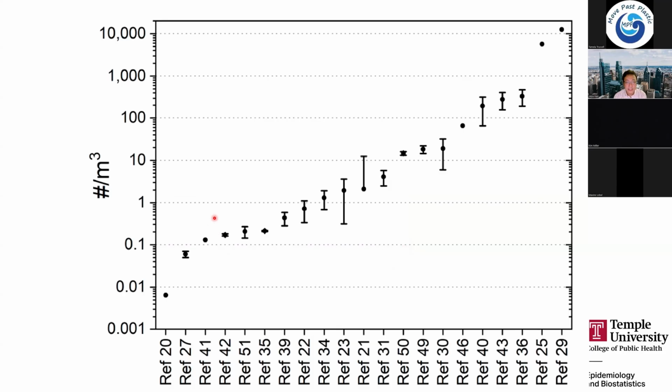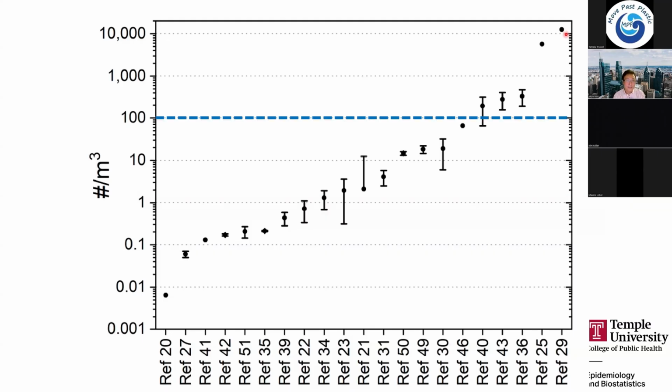As you see in this graph, please note that the y-axis is a log scale, and the x-axis shows individual studies that we identified in the world. The lowest airborne microplastic level is about 0.01 particles per cubic meter, while some studies reported airborne microplastics greater than 10,000 particles per cubic meter.